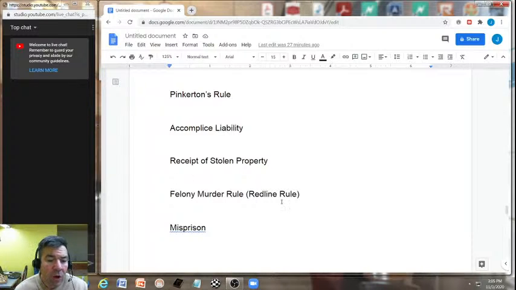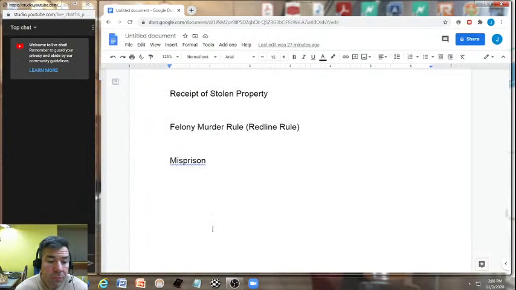Watching out at this point for the red line rule. The red line rule is this: there is no liability for the death of a co-felon by the surviving co-felon if the death of the co-felon was committed by a bystander, the victim, or a police officer. Again, restating that a co-felon is not liable for the death of a co-felon if the death of the co-felon was committed by a non-co-felon, a bystander, the victim, or a police officer.